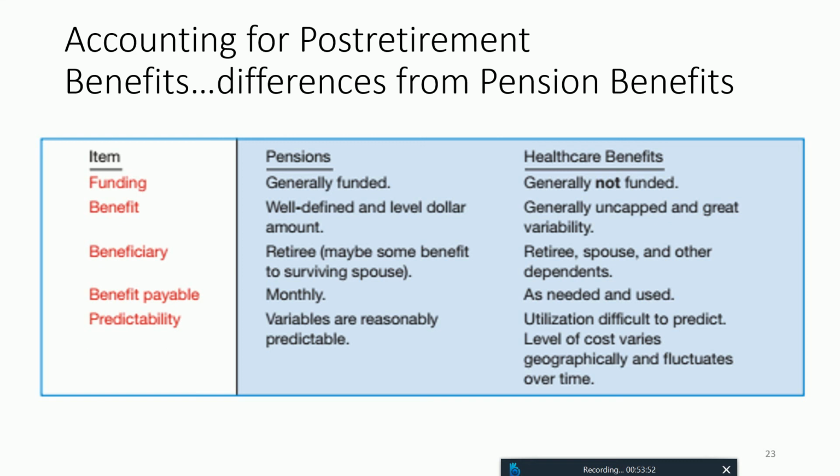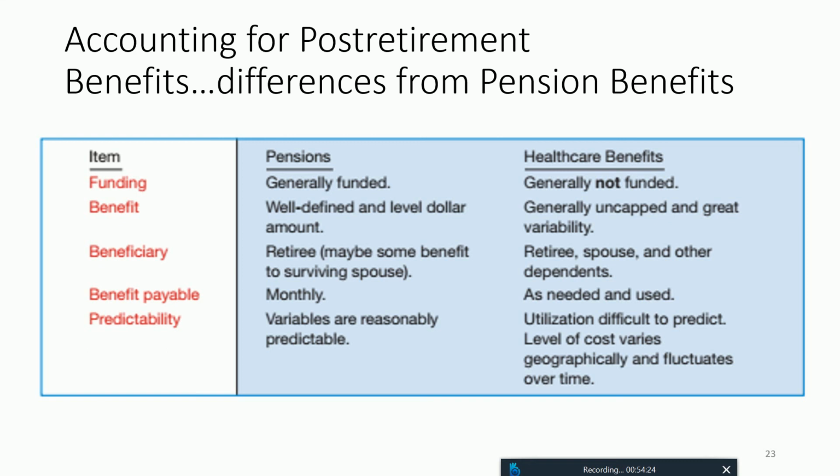Healthcare benefits oftentimes will apply to the retiree, their spouse, and dependents if they're under a certain age. The benefit payment that ultimately gets paid out for pensions is going to be a monthly payment. For healthcare benefits or other post-retirement benefits, it's on an as-needed basis, right? If you incur costs that can be reimbursed under that post-retirement benefit, then they will pay you out.